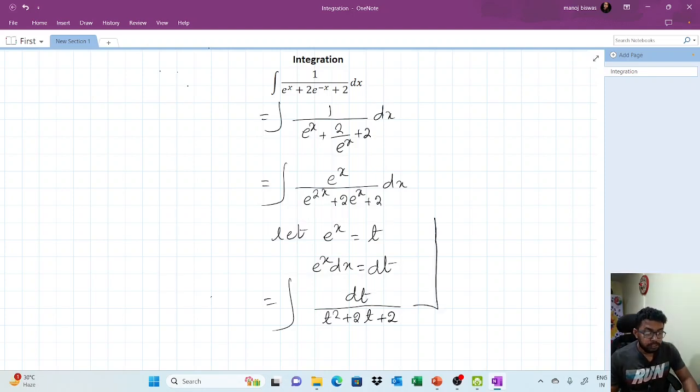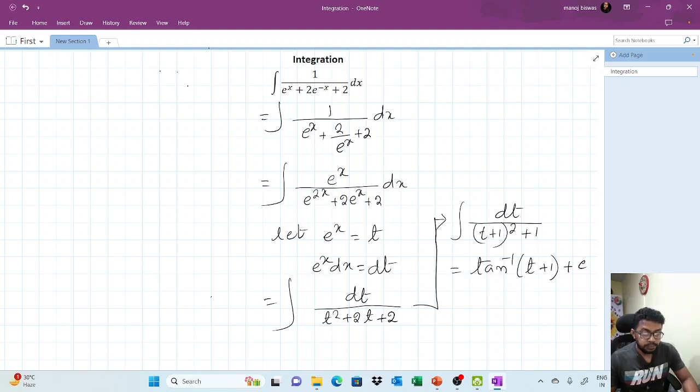Now from here we can write integration dt by t plus 1 whole square plus 1, and it would be tan inverse t plus 1 plus c. Now this t was e to the power x, so it is tan inverse e to the power x plus 1 plus c. So this is the answer.